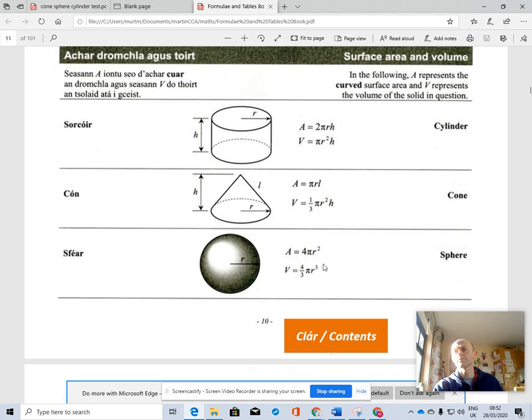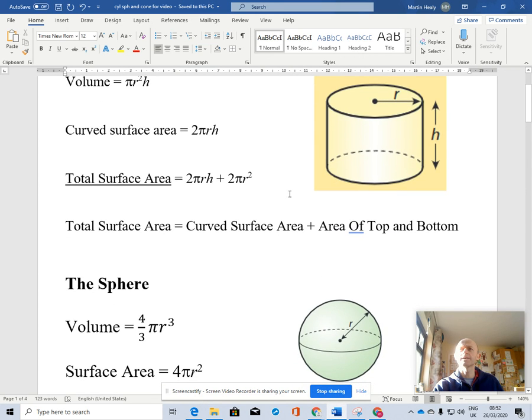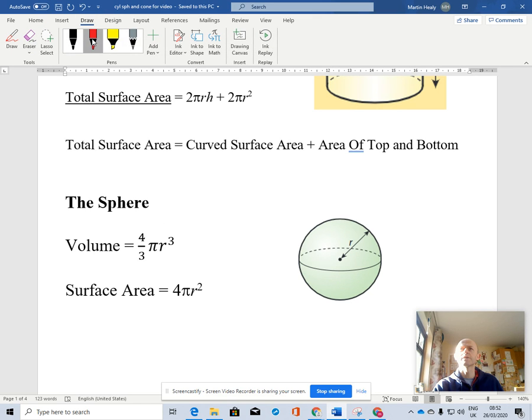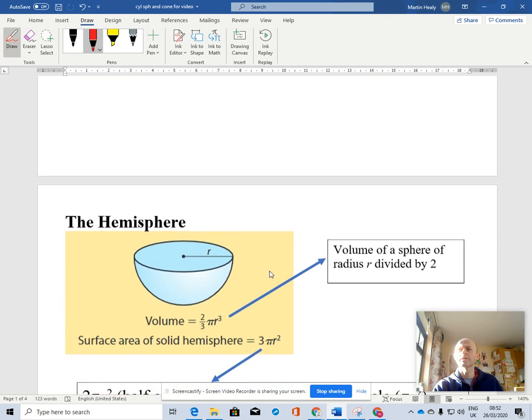Just be very careful when it comes to writing down the formulas. I see lots of mistakes made here. 4/3 pi r cubed is what it says. Anyway, back over to here. So there's the formulas again. Again, this bit here is pretty important. Put a little circle around that. 4/3 pi r cubed. Surface area is 4 pi r squared.